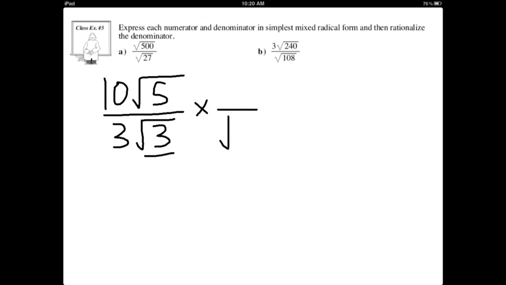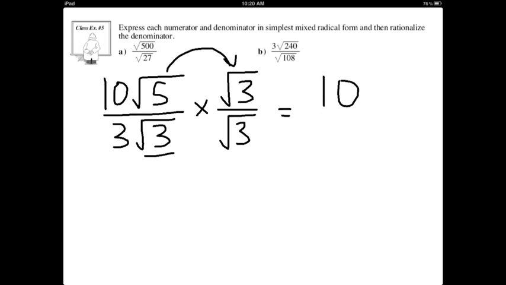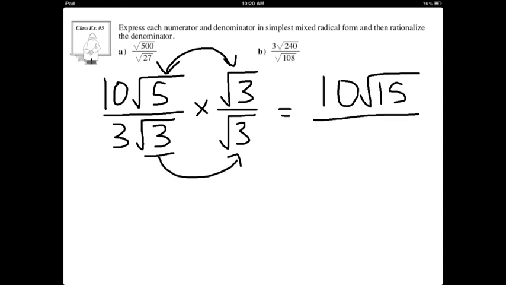So we're going to times both the top and the bottom by root 3 to get rid of it. On the top, you have 10, and you're going to multiply the radicands together. That's 5 times 3, that's going to be root 15. On the bottom, you multiply the radicands together. You got root 3 times root 3, that's just going to be 3. And of course, you're going to multiply by that coefficient, which is 3.